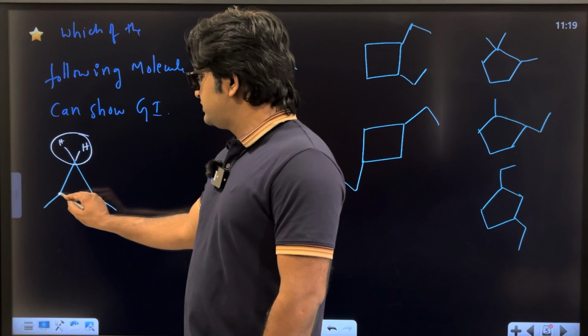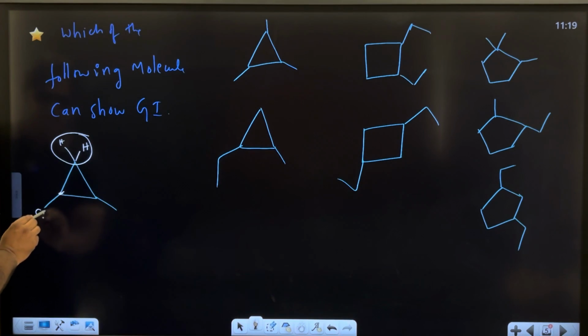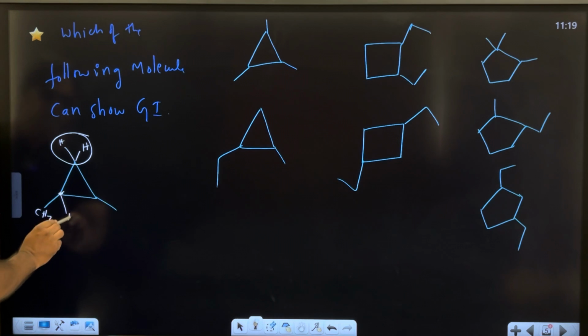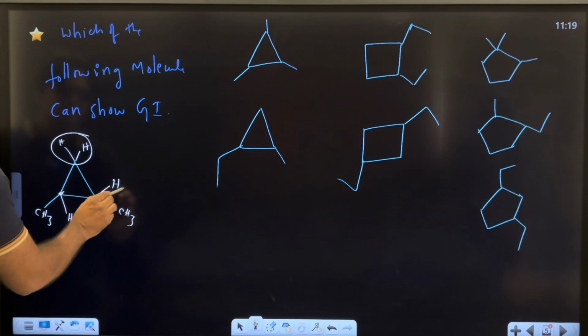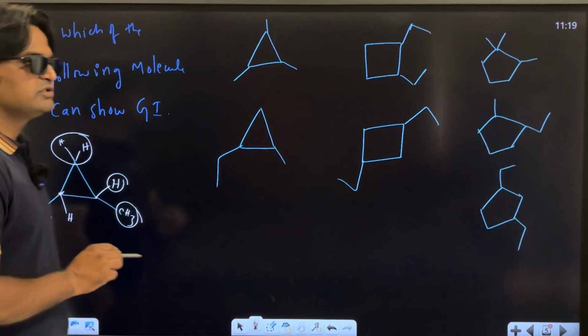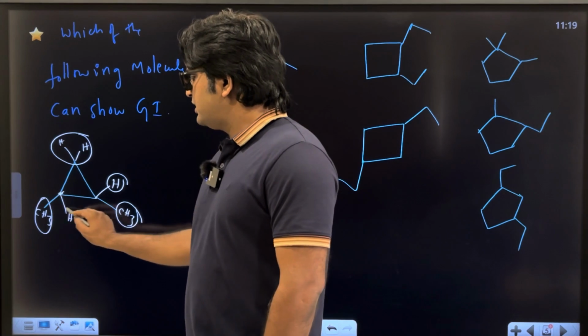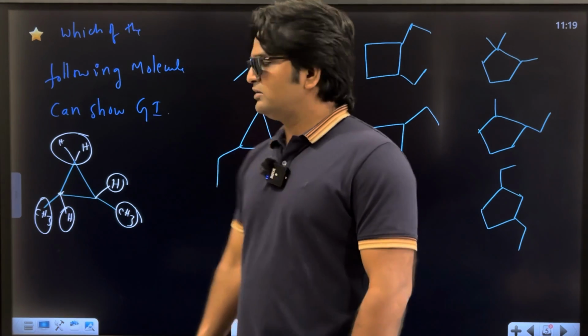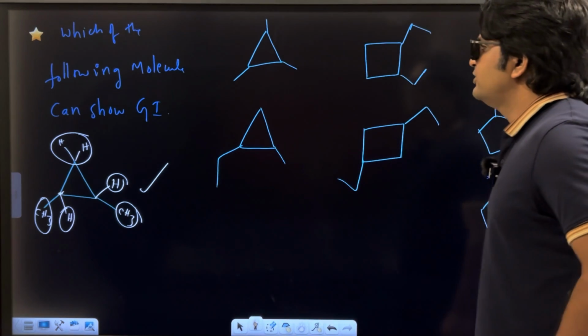And come to this sp3 carbon atom. Already a methyl group is given. By default, what is the fourth valency here? Hydrogen. Next one, a methyl group is given. What is the fourth valency? Hydrogen. Methyl and hydrogen, same or different? They are different. Next, methyl and hydrogen, same or different? They are different. This molecule can show geometrical isomerism. Okay. Come to the next example.